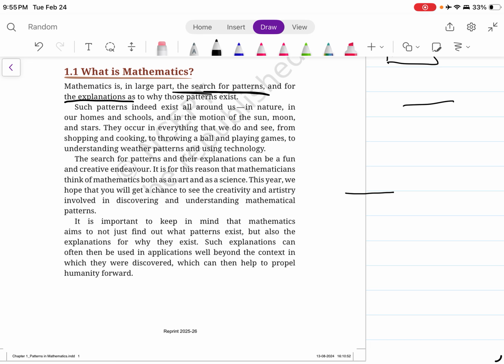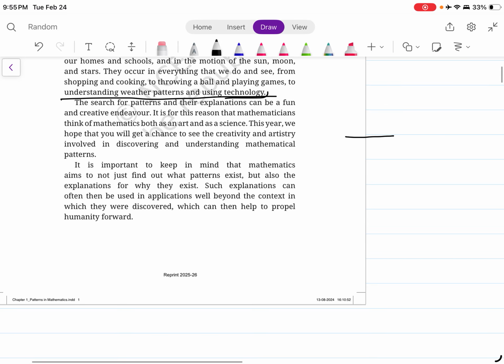Such patterns indeed exist all around us: in nature, our homes, school, and in the motion of the sun, moon, and stars. They occur in everything that we do, from shopping, cooking, throwing, and playing ball, to understanding what the patterns are using technology. Okay, so the search for patterns and their explanation can be a fun and creative endeavor.